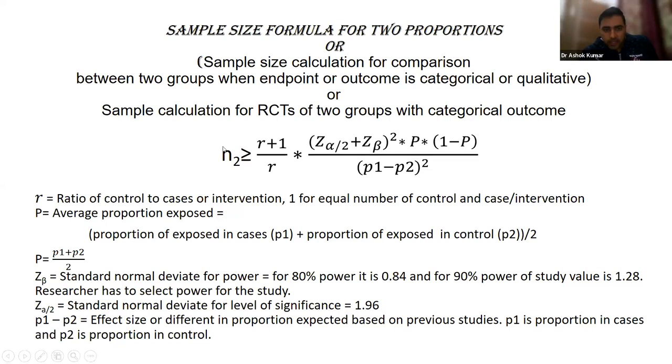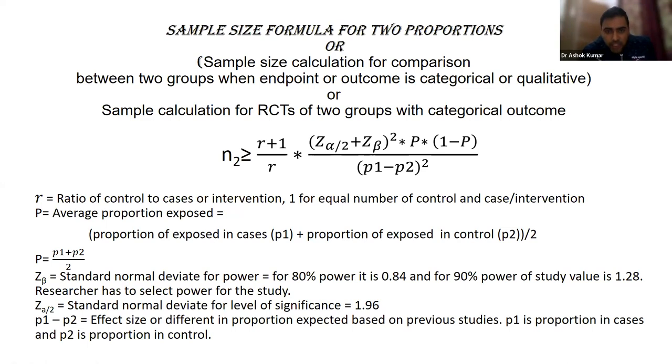Because we are doing it for two groups, it is N2. When we calculate sample size, it is coming for N2, that is mainly for control. N2 means control group, okay? And then it is equal to and greater than (R plus 1) divided by R. You have to just remember this, multiplied by this. So Z alpha by 2 or Z 1 minus alpha by 2, same thing. So we know the value of Z alpha by 2. What is the value of Z alpha by 2 or 1 minus alpha by 2? You can write down in chat, okay?